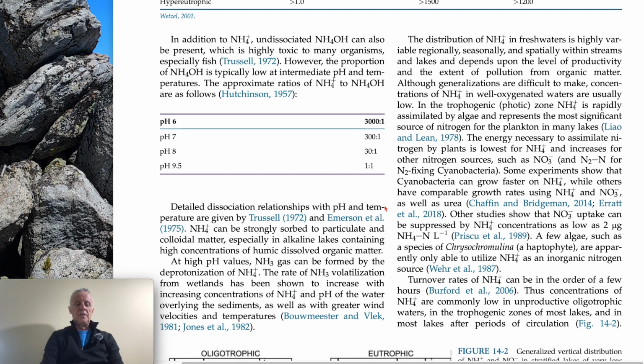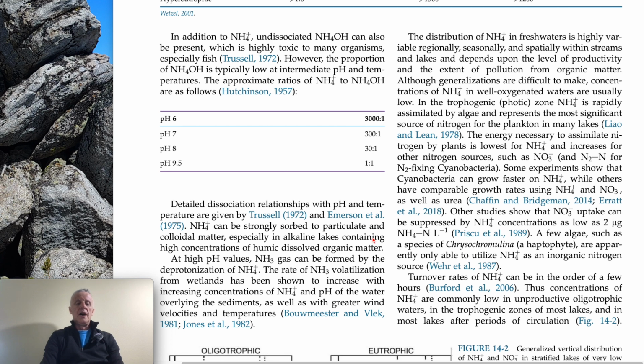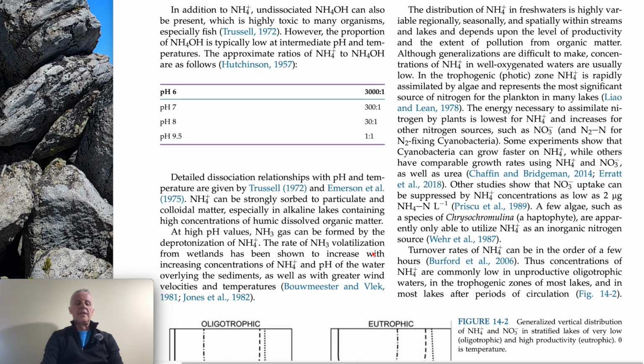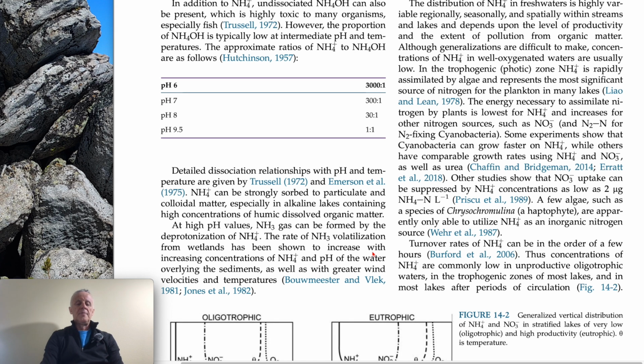Detailed dissociation relationships with pH and temperature are given by Trussell and Emerson et al. Ammonium can be strongly sorbed to particulate and colloidal matter, especially in alkaline lakes containing high concentrations of humic dissolved organic matter. At high pH, ammonia gas can be formed by the deprotonation of ammonium.